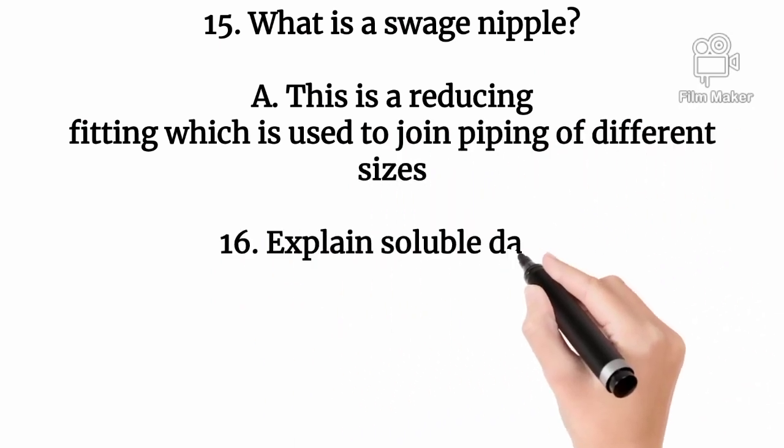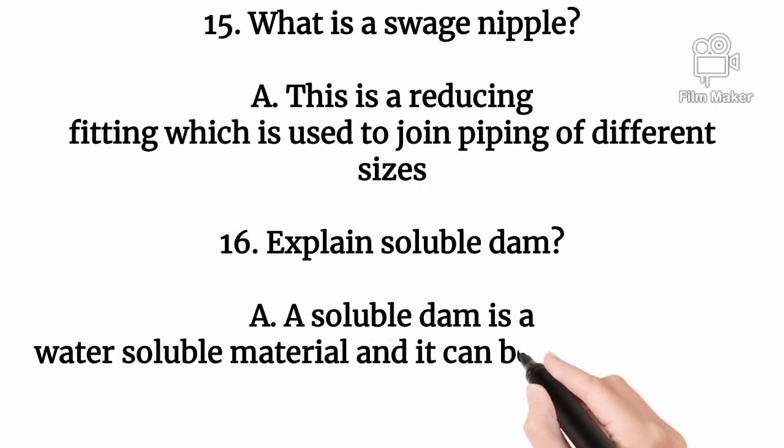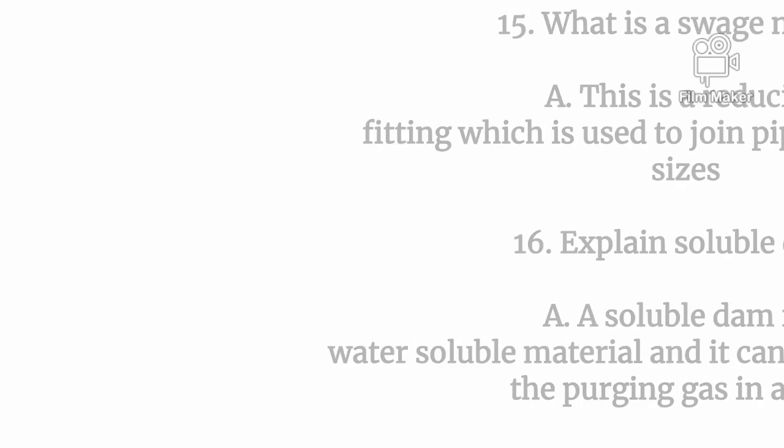16. Explain soluble dam. A. A soluble dam is a water-soluble material and it can be used to restrict the purging gas in a pipe.